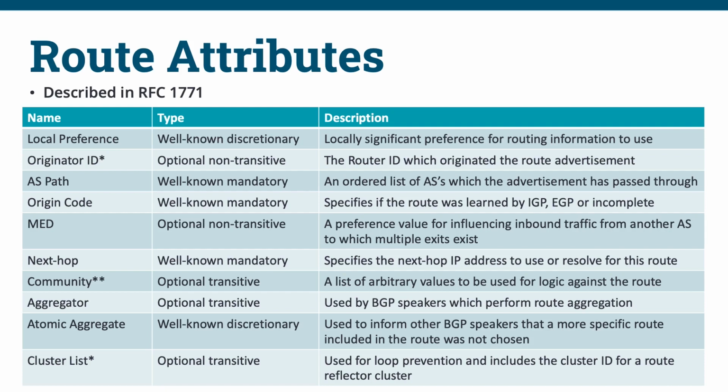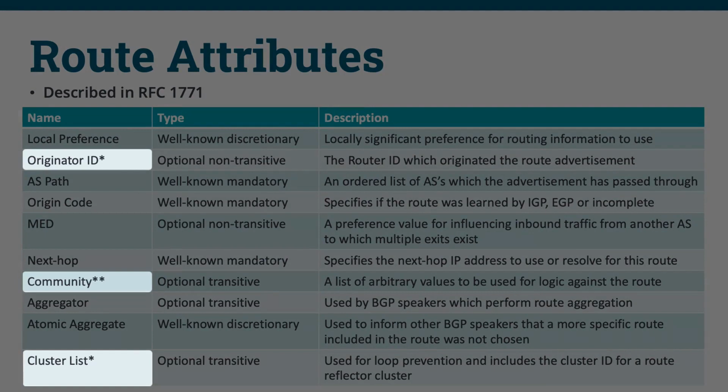Although BGP was originally defined in RFC 1105, published in 1989, the modern BGP implementations use the fourth version of the protocol, originally defined in RFC 1771, which was published in 1995. Many additions to the protocol have been published in various RFCs since that time. Many of these attributes are defined in RFC 1771, except for these three.